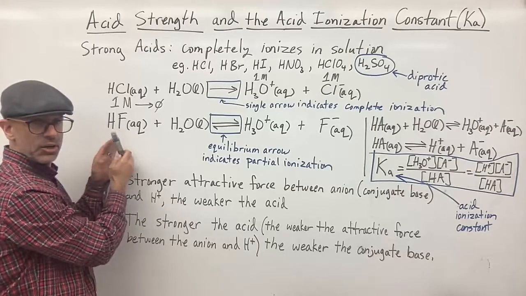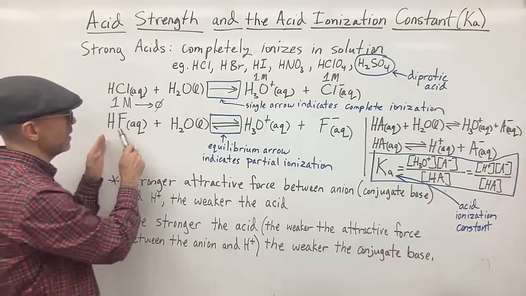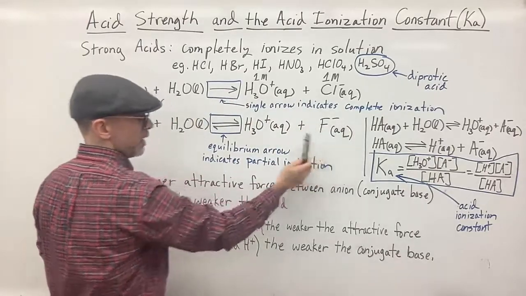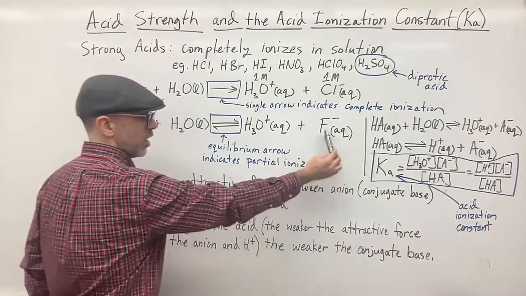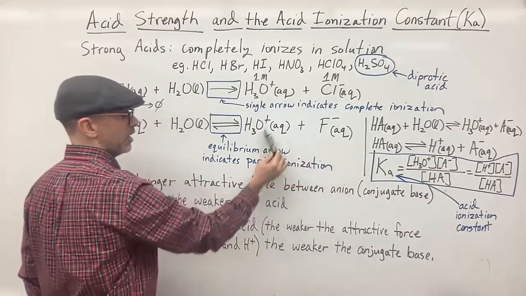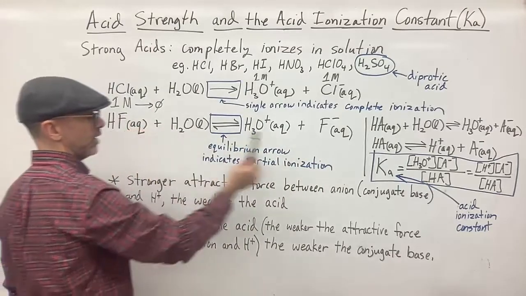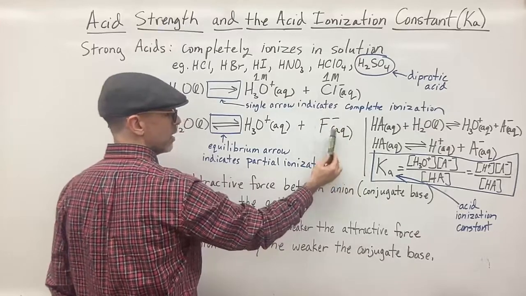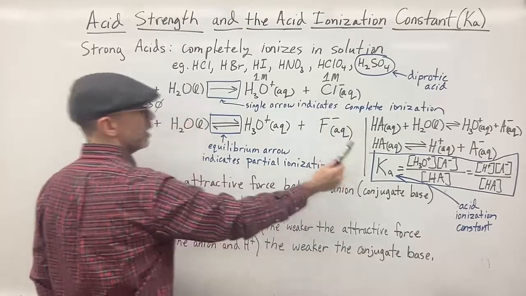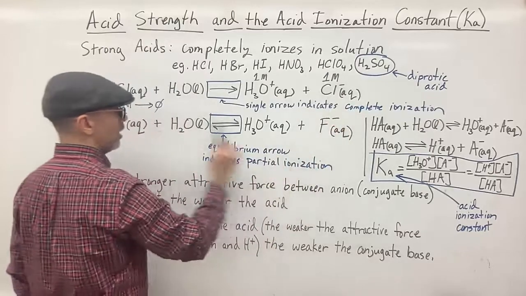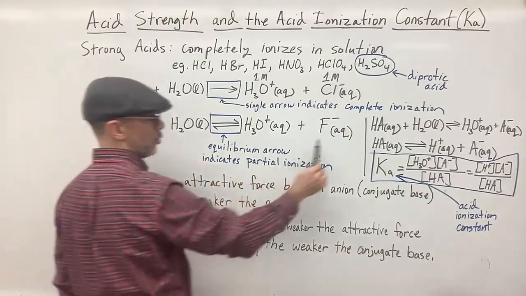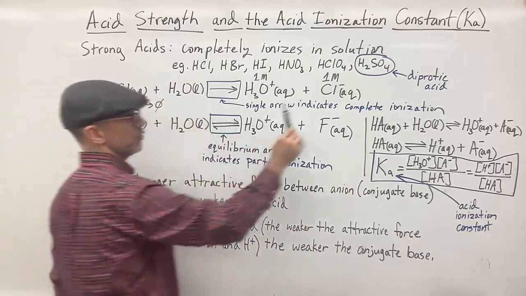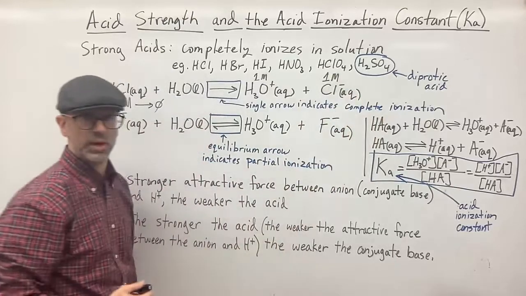So these are going to stay together because the attractive force is so strong. And then that's going to produce a strong conjugate base. So this fluoride ion is going to readily take hydrogen back from the hydronium to go back this way. So this is going to be a relatively stronger conjugate base compared to this conjugate base here. So this weak acid produces a relatively strong conjugate base, whereas this strong acid produces a relatively weak conjugate base.